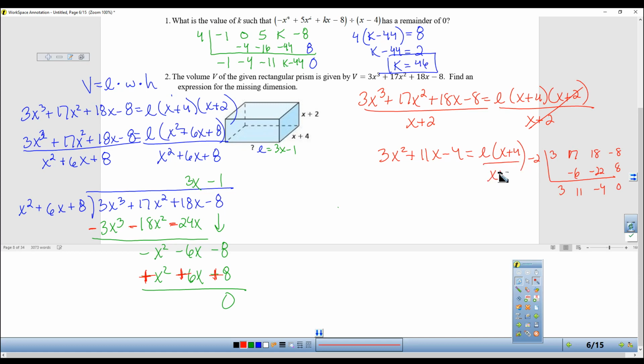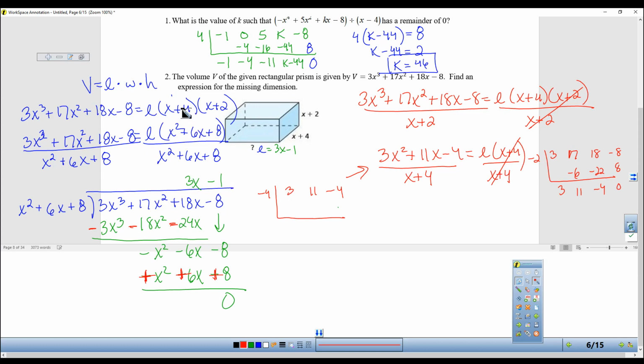Now I can divide both sides by x plus 4. Why would I want to do that? To get the L by itself. But I've chosen this method then because both times I can do the problem synthetically. Is it worth it? I don't know. It depends on how much you hate long division.